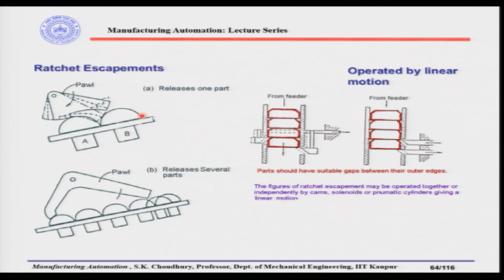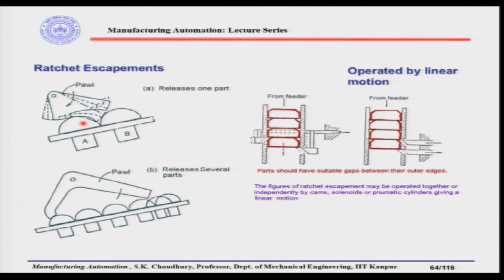Here there is a design which is called the pawl escapement or ratchet escapement. Here there is a pawl which is pivoted here, and which can oscillate according to the arrow shown here. It can go like this, or it can go back to the initial position. From the feed track, the headed parts come through and hang in the slot as we have shown earlier. Because of this pawl, the parts can be fed one by one.